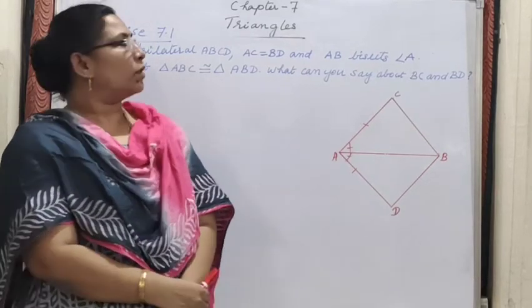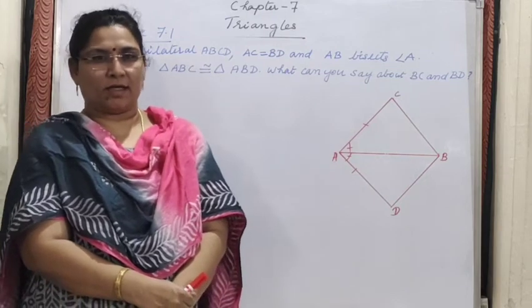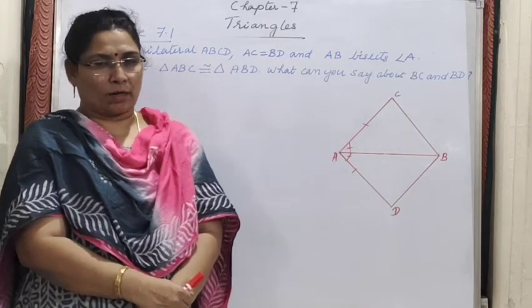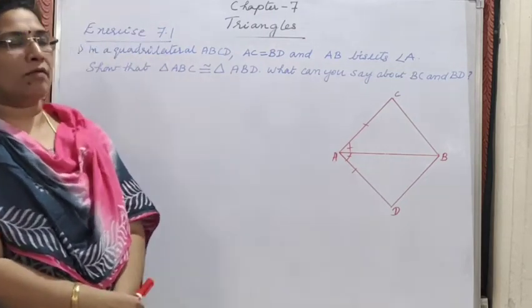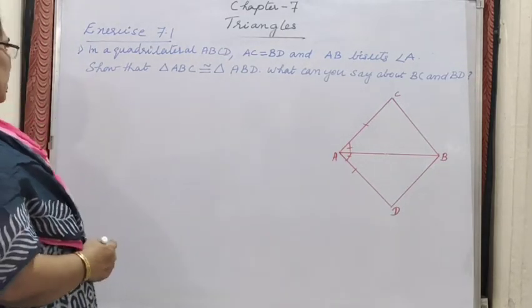Good morning, children. Today again we are continuing the same chapter, chapter 7, triangles. Today we are going to do exercise only. So the exercise questions again we have to explain, because of the congruency criteria we are using here.